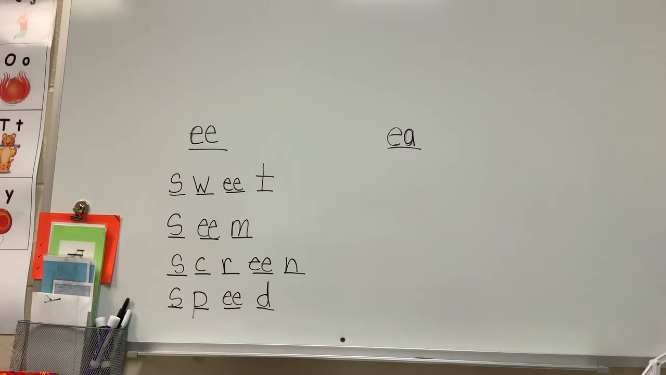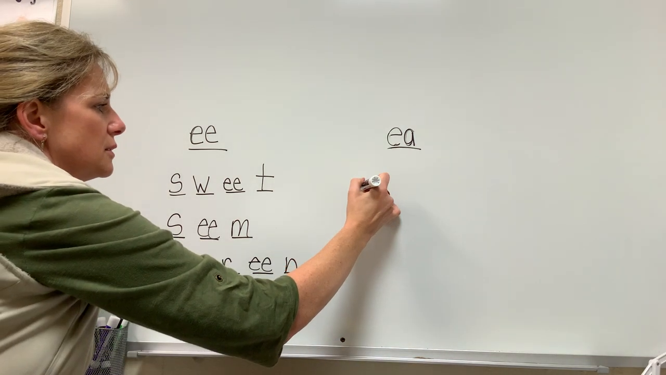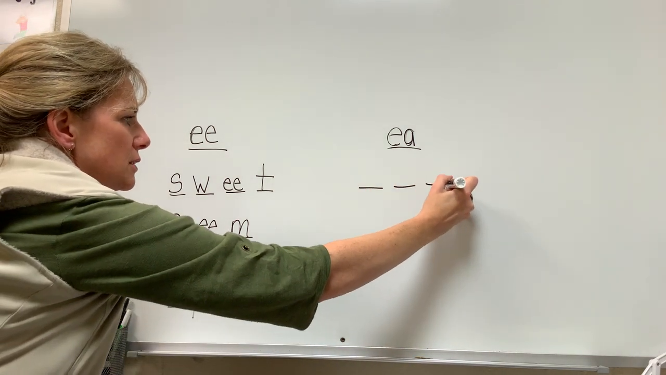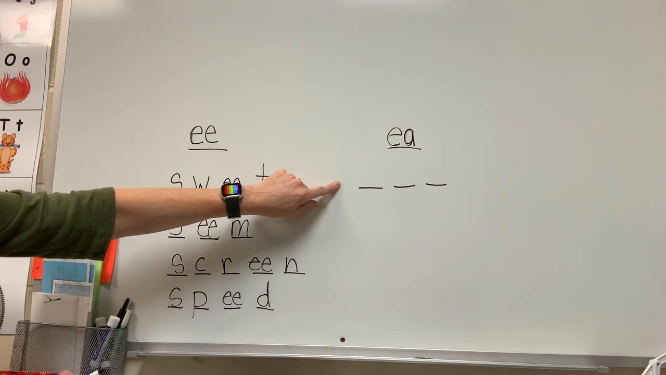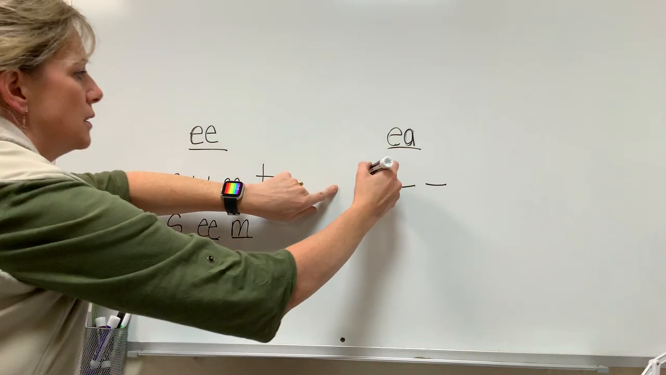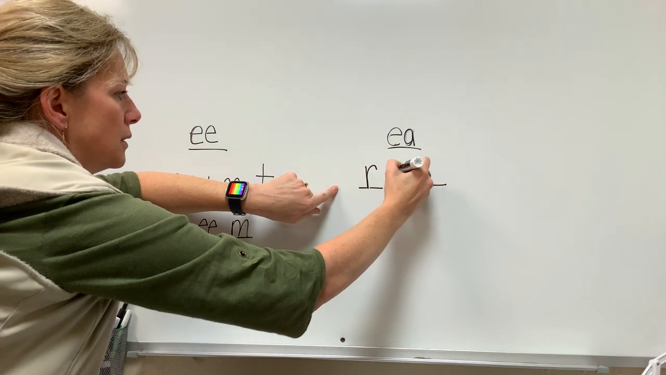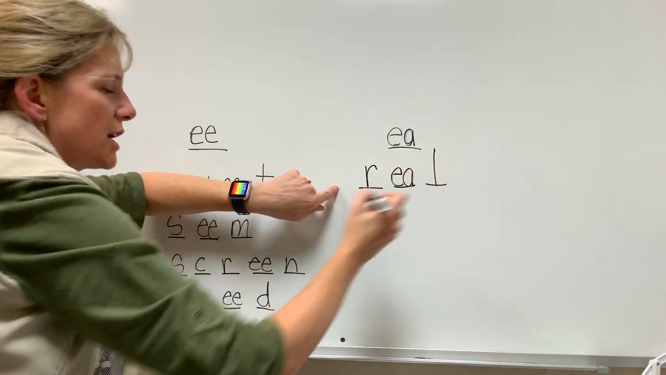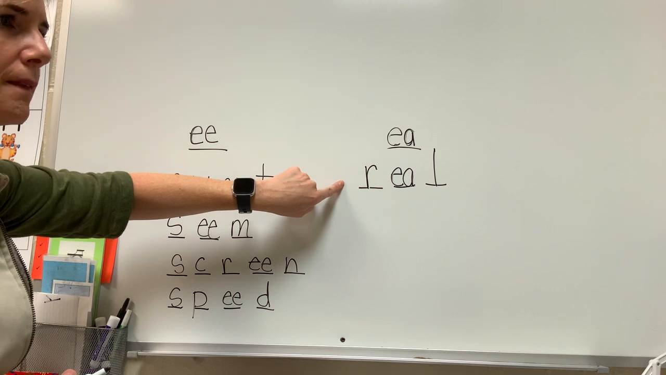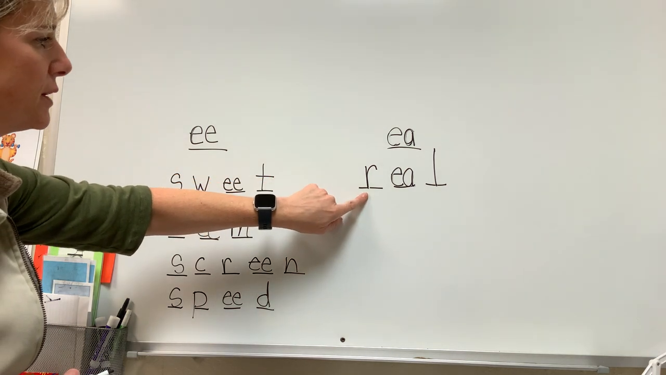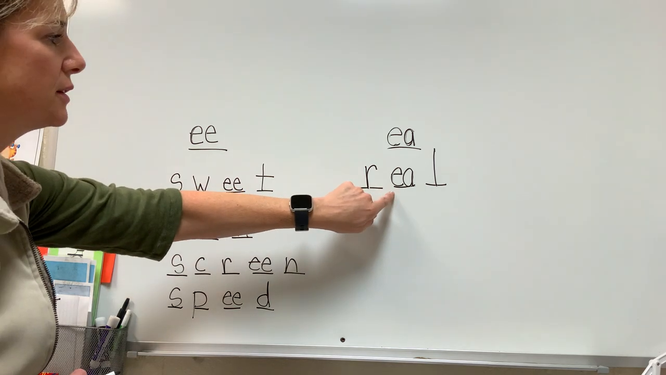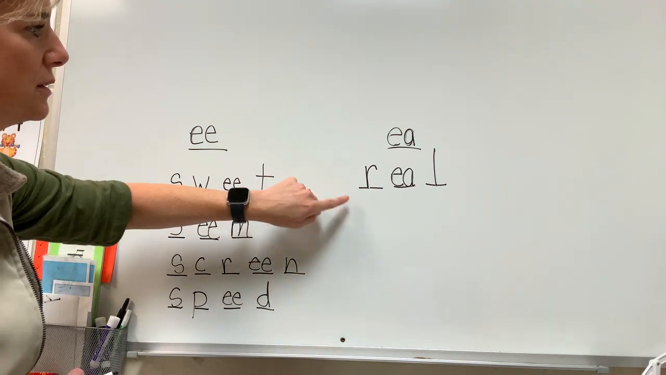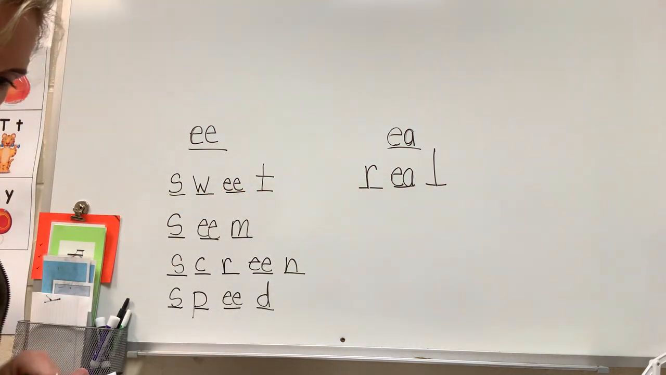Your first word is real. What word? Stretch real. Write your spellings for the word real. Check it with mine. What word, everyone? Yes, real. Spell real. R-E-A-L. What word? Yes, real.